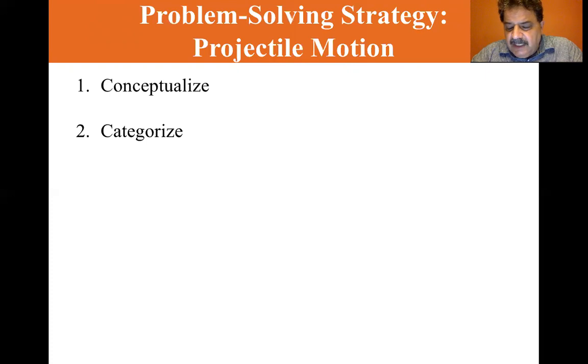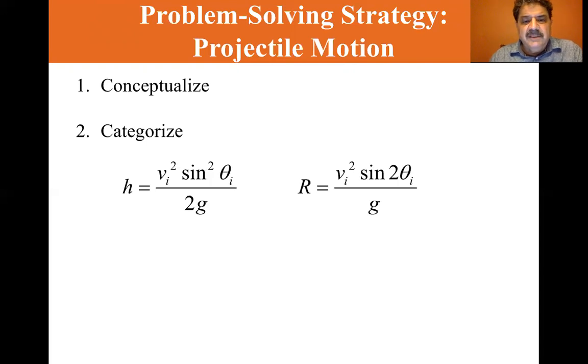In the special case of a projectile returning to the same level from which it was launched, we can use these equations. The height is equal to v initial squared times sine squared theta initial divided by 2g, and the range, we can call this the range equation. The range is equal to v i squared times sine 2 theta initial divided by g.